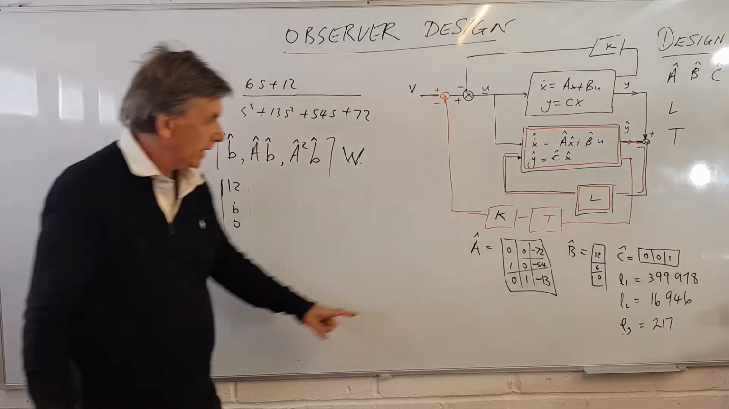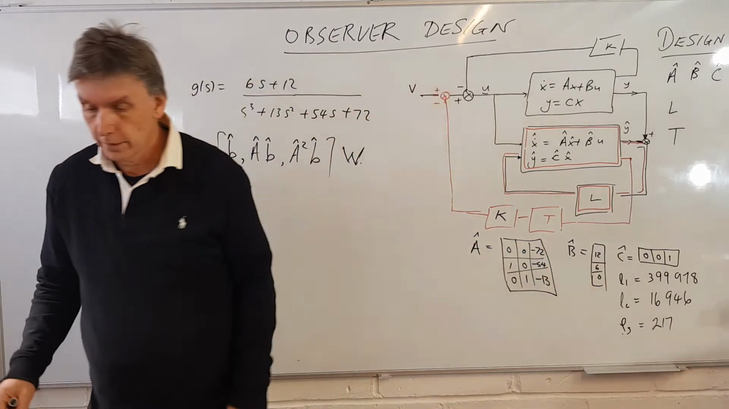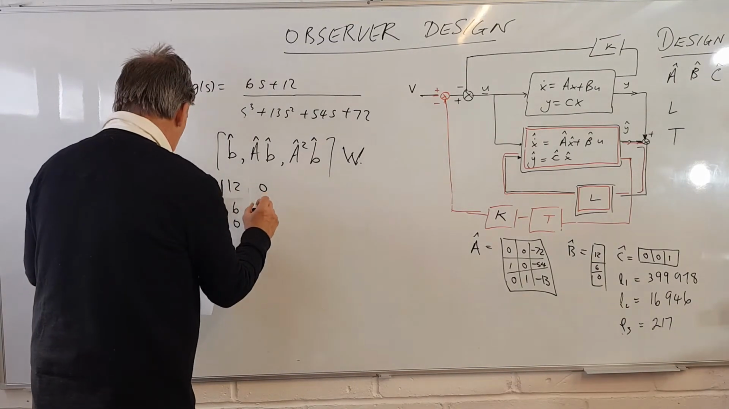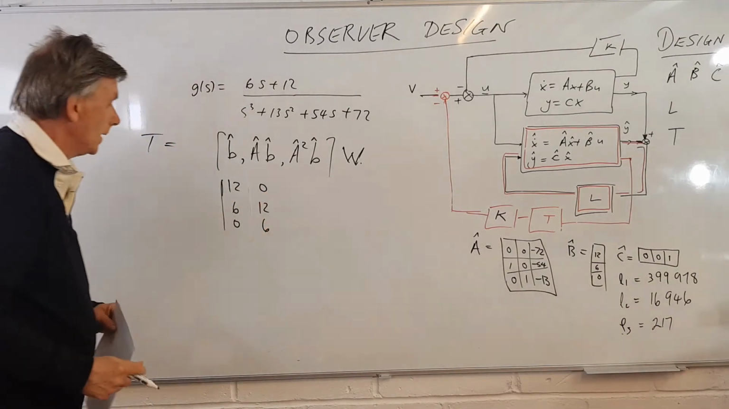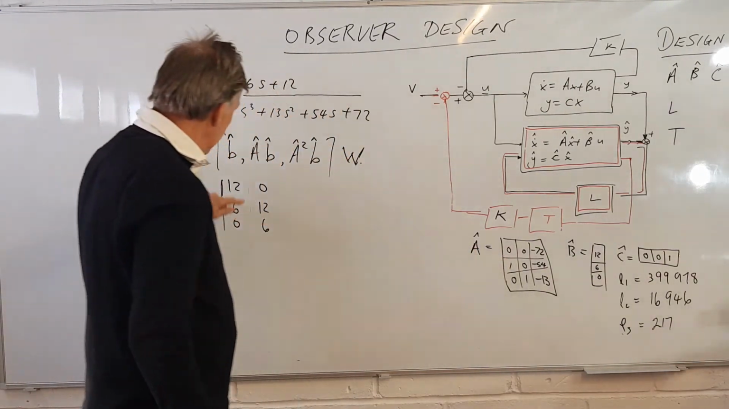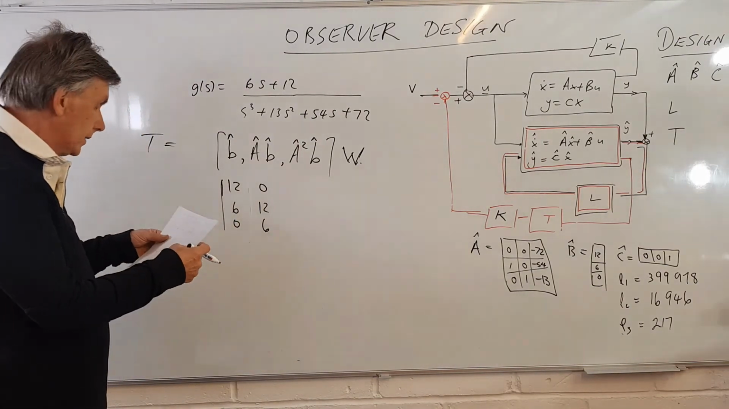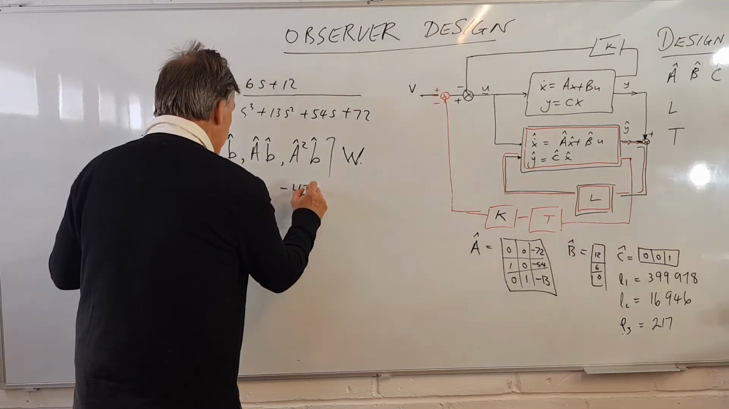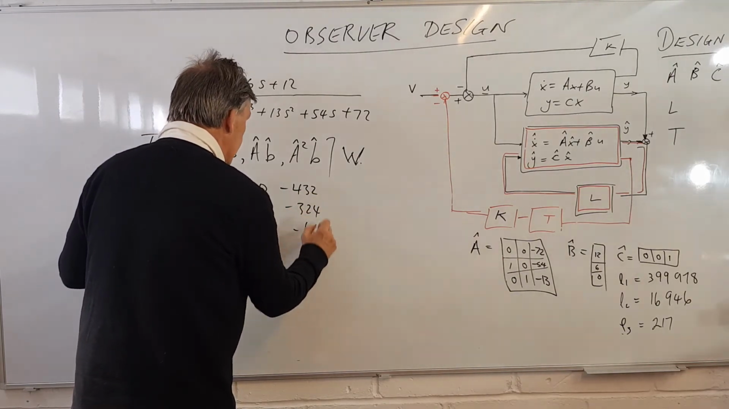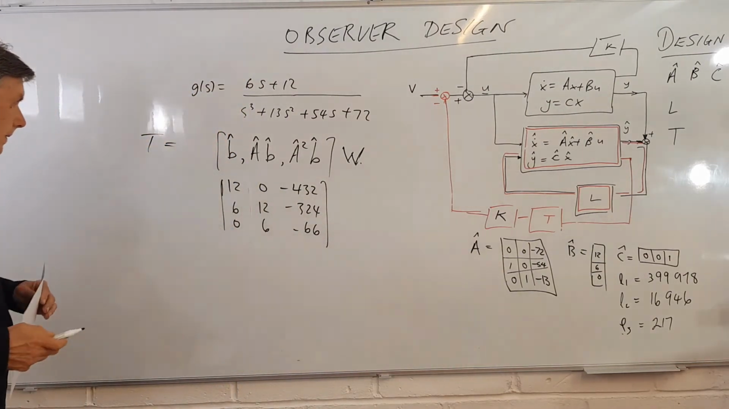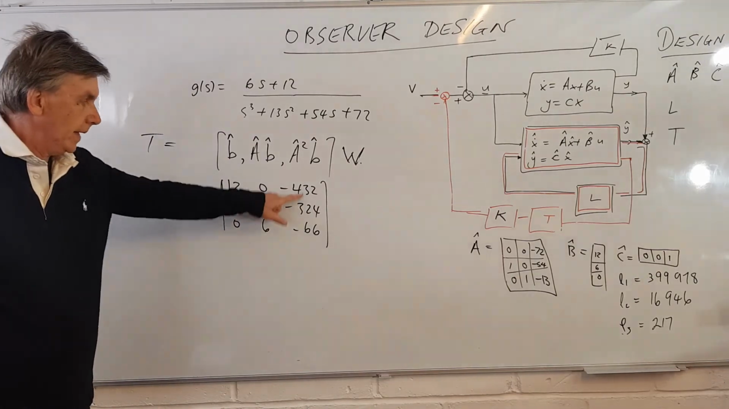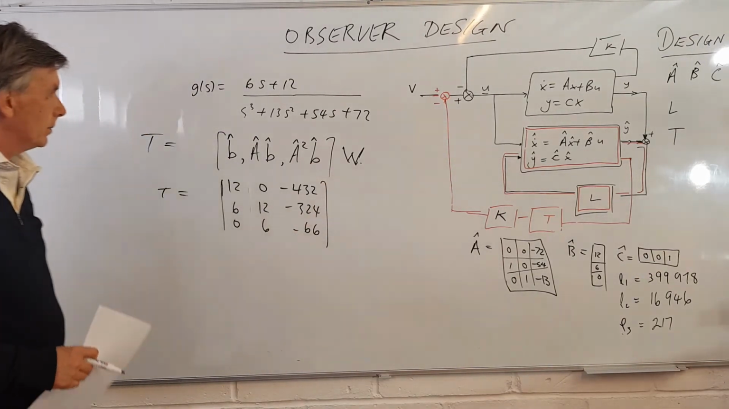Then we're going to have to multiply this by this to form AB. And that comes out as 0, 12, 6. Then we have to work out A squared B, which is this times this. And that comes out as slightly bigger numbers here, minus 432, minus 324, and minus 66. So this is getting towards now RT. That's B, AB, A squared B. We also need to introduce a W.